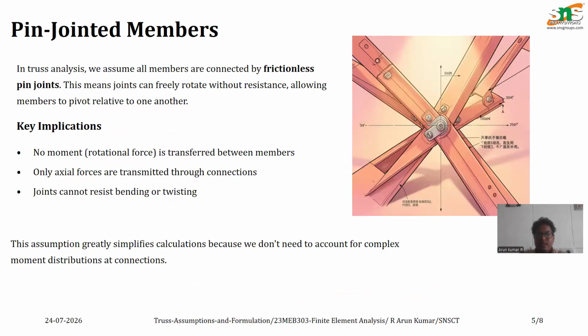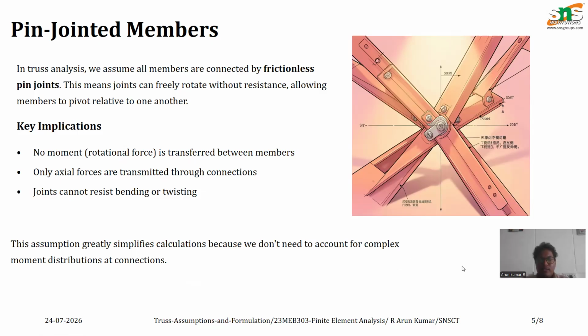So, pin joint members. In the truss analysis, we assume all the members are connected by frictionless pin joints. This means joints can rotate freely without resistance, allowing the members to pivot relative to one another. The key impact is that no moment or rotational force is transferred between the members. So only the axial forces are transmitted through the connections, and the joint cannot restrict bending or twisting. These assumptions greatly simplify the calculation because we don't need to account for complex movement and distribution at the connections.